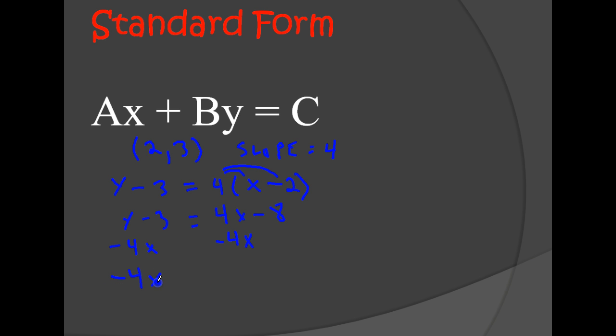Negative 4x, and that's important because it's ax plus by. The x value should come first. Plus y minus 3. That'll cancel, and I'll be left with negative 8. Now it's just a matter of getting this over here. Add 3 to both sides. And I'll rewrite over here. Negative 4x plus y equals negative 8 plus 3 is negative 5. And now my equation is in standard form just by doing a little work, a little inverse operation.